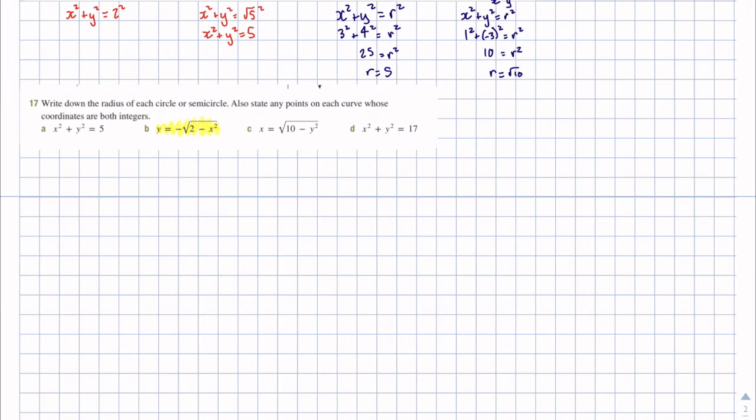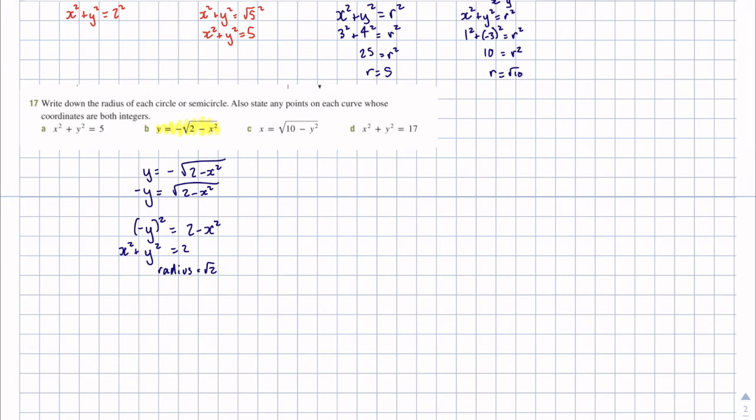Because if we have y equals negative root 2 take x squared, then we've got negative y equals root 2 take x squared. So negative y squared equals 2 take x squared. Plus x, negative y all squared is the same as y squared. Take the x squared over, we've got x squared plus y squared equals 2. So its radius equals root 2.